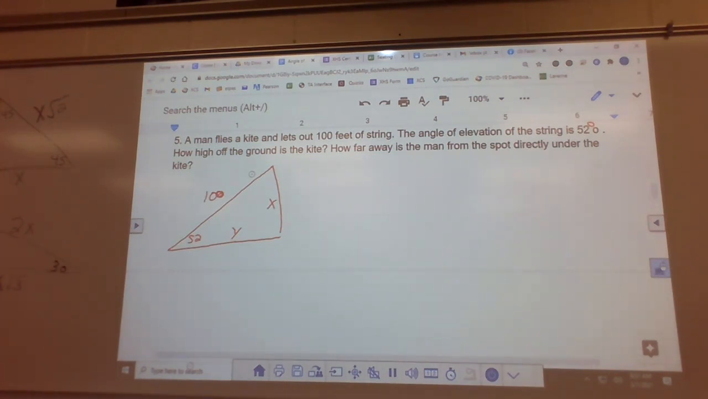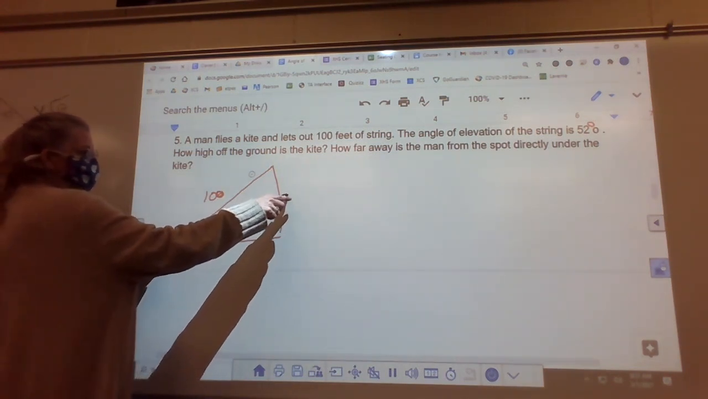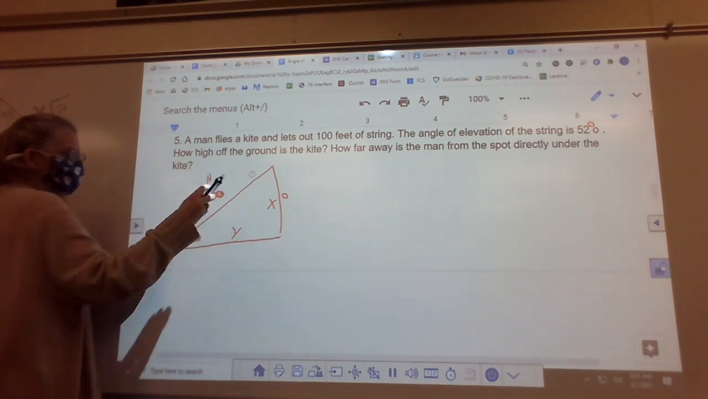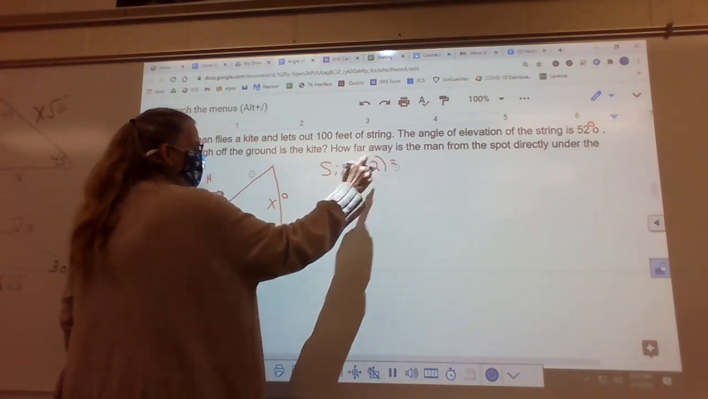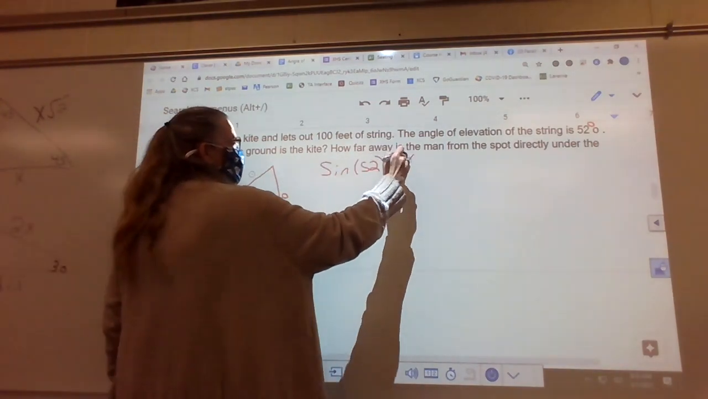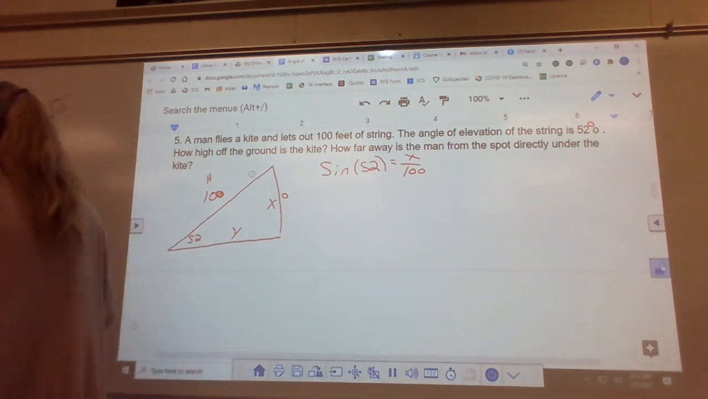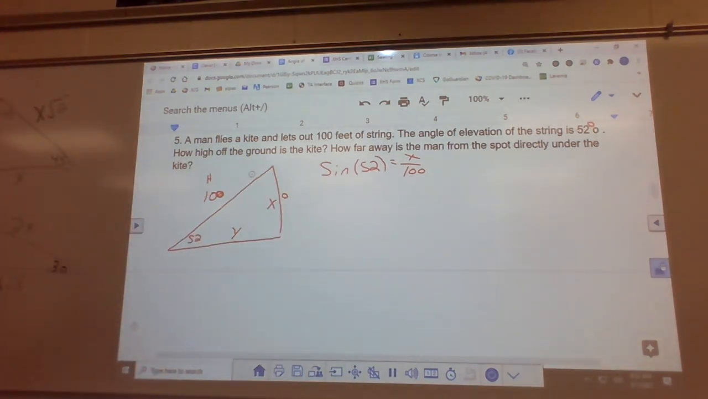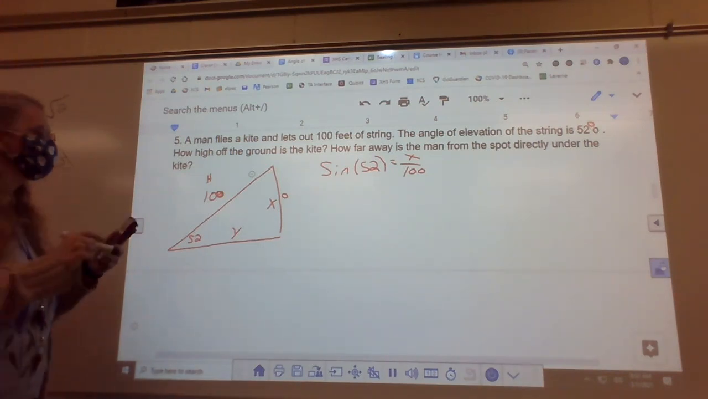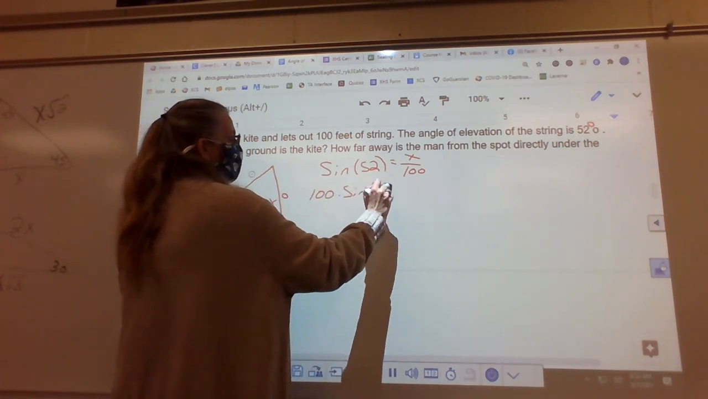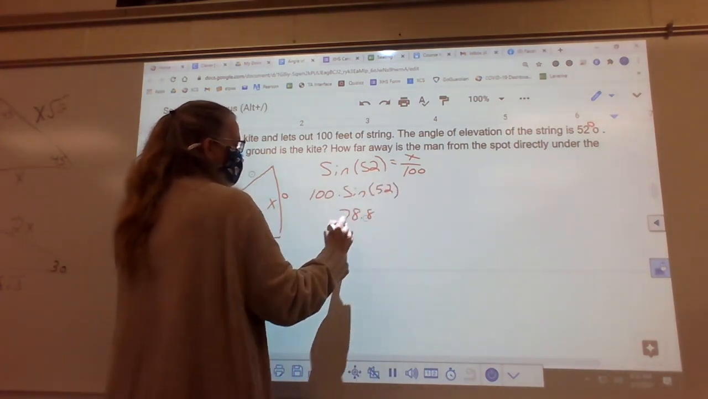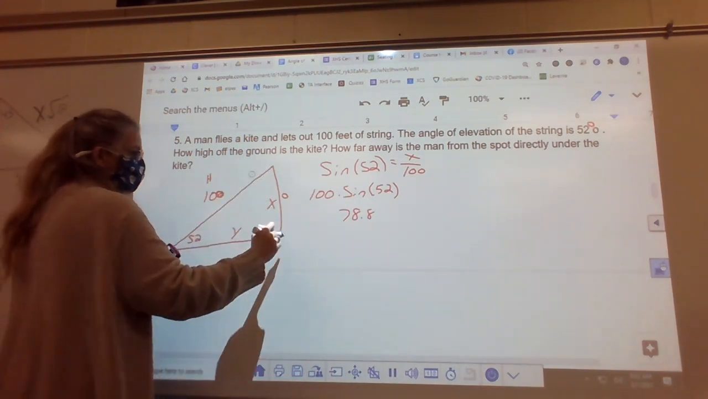So it's kind of the same thing as we did yesterday, or the first problem. So if I'm solving for this one, this is opposite, this is hypotenuse. So sine of 52, x over 100. Times sine 52, I get 78.8. So that means this is 78.8 feet.